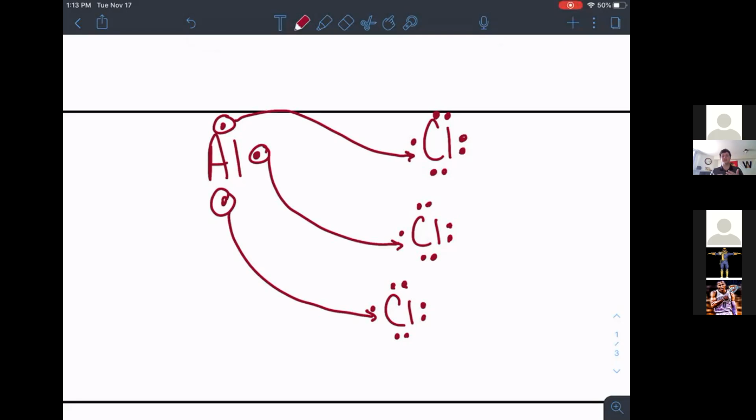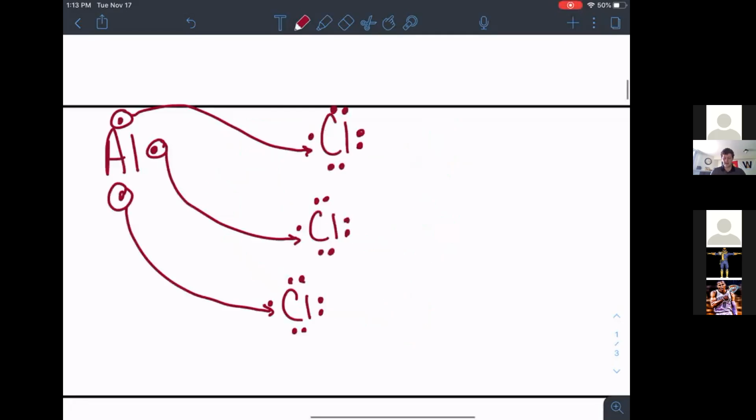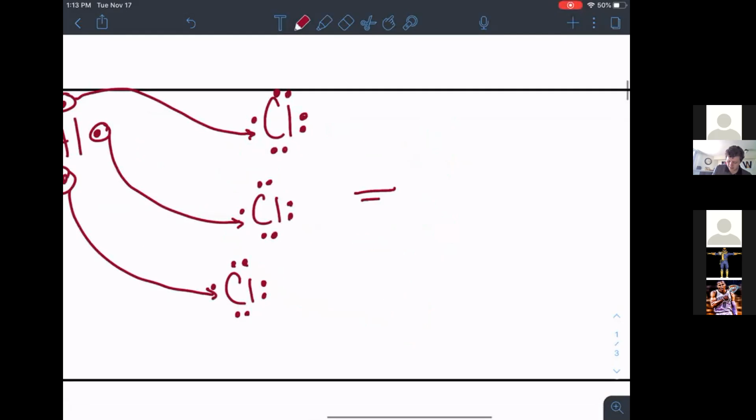That way its inner shell, so its second most shell, is now its outer shell, and it has 8 valence electrons. So all of our elements have 8 valence electrons, but we are not done because we have to write this in ion form. How do we write this in ion form?